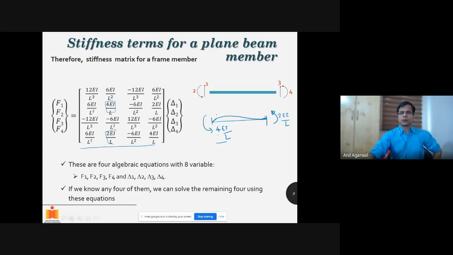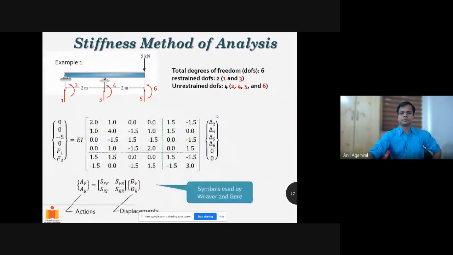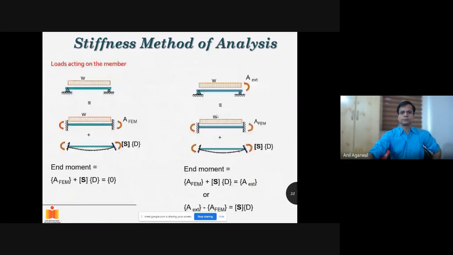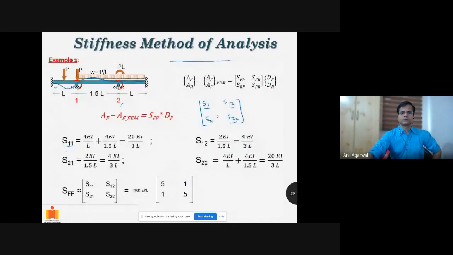Okay, coming back to our problem now. So here 4EI by L will be required because that will be the moment resisted by this member, that is 4EI by L, because the length was L, and similar moment will be resisted by the other member. However, in that case the length is 1.5 L. So 4EI by L resisted by this member and 4EI by 1.5L resisted by this member. The total stiffness for this degree of freedom will be summation of the two, that is 20EI by 3L.